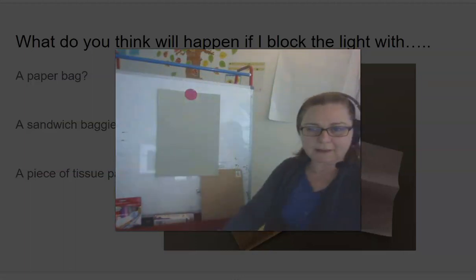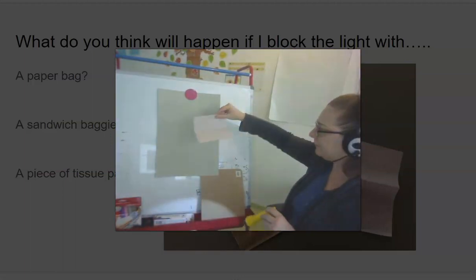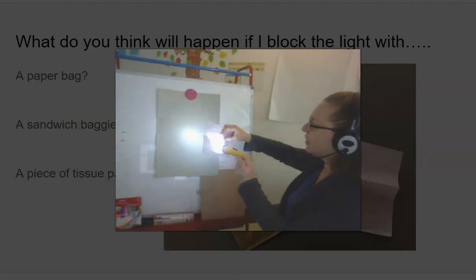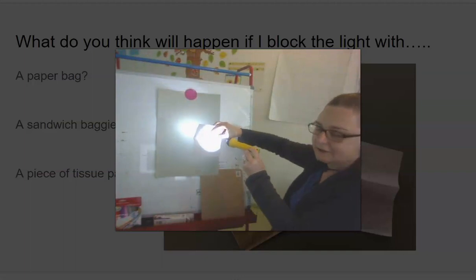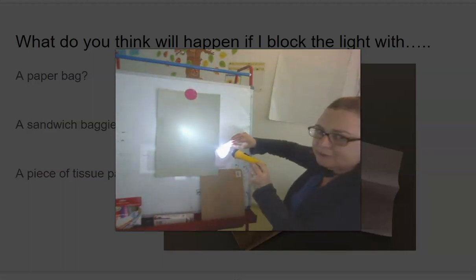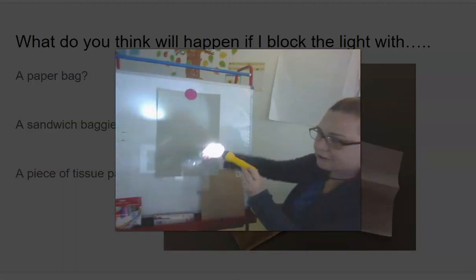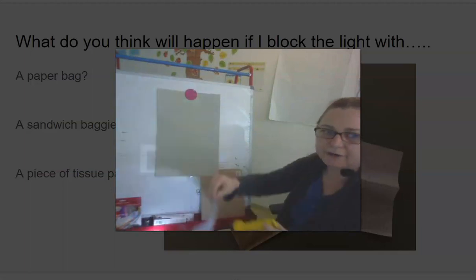Is that what you thought would happen? Does that match your thinking? How about this piece of tissue paper? I'm going to hold the light up to it, and I can see it reflecting off of the tissue paper. And if I look, I can kind of see the light, but not as much. It might not come through the video as much. Compare it here to this one. The light seems much stronger here.